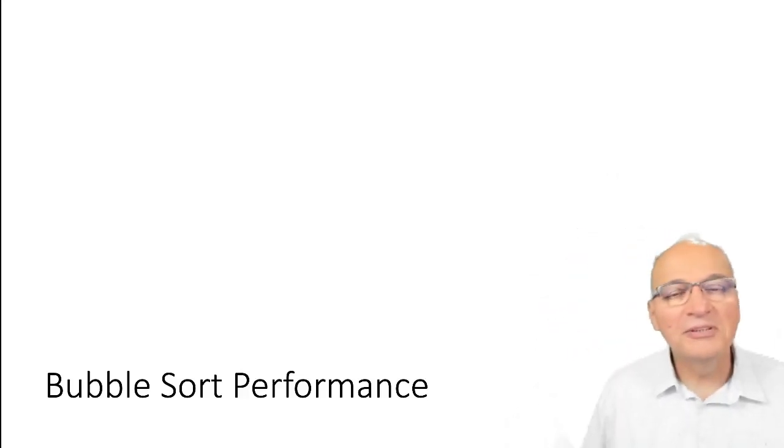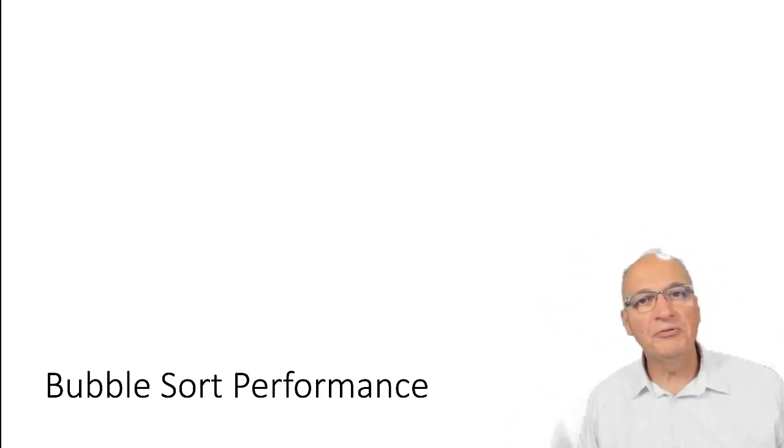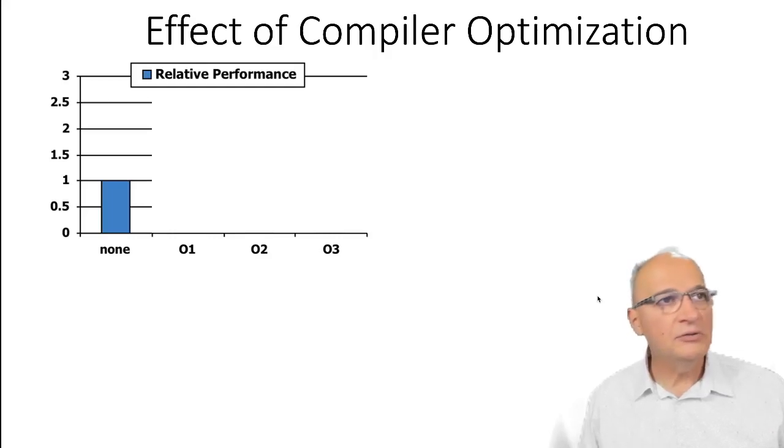In the third part of this lecture, we will talk about the performance of the bubble sort implementation that we did. In this analysis of performance, we'll look both into the influence of compiler optimizations on the performance and the influence of the programming language that you use to implement the algorithm, and the algorithm itself. So let's start with the effect of compiler optimization.